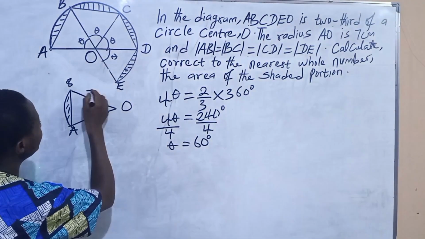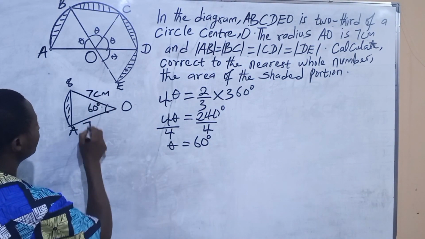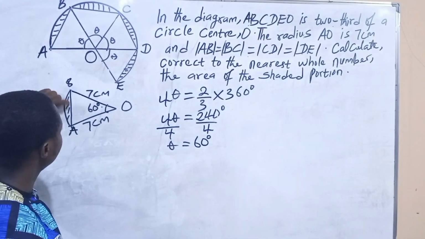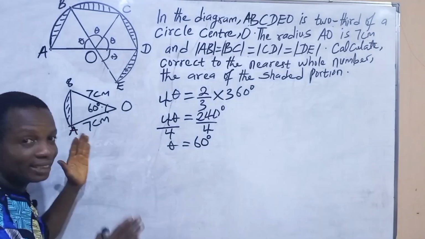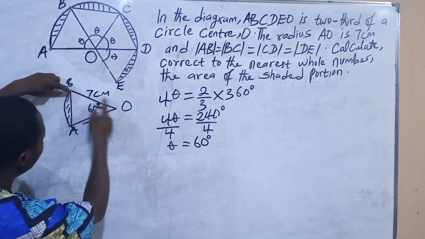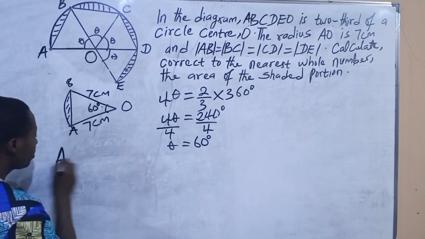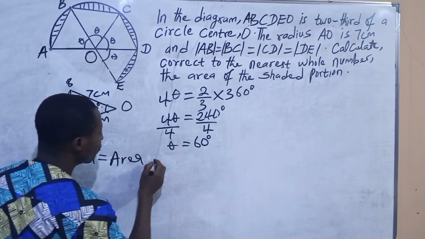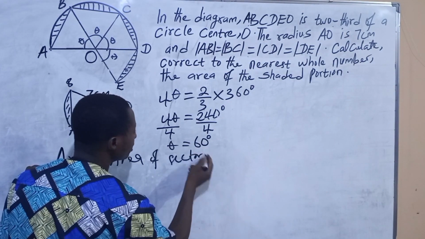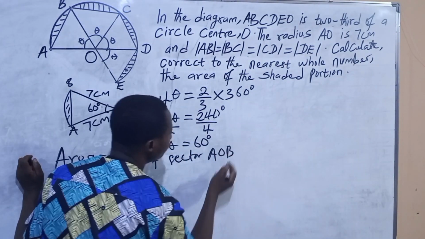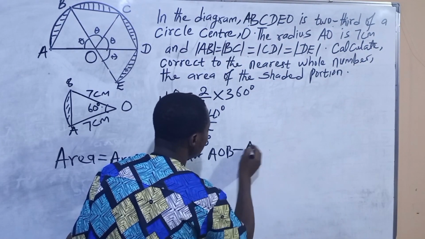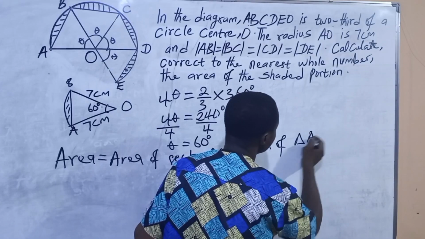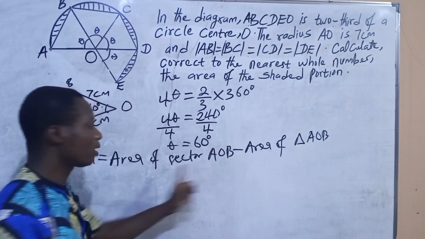Don't forget, this length here is 7 cm. We are to find the shaded part here. This shaded part is a segment. So the area we are looking for is equal to the area of sector AOB minus the area of triangle AOB. This is what we are going to use.